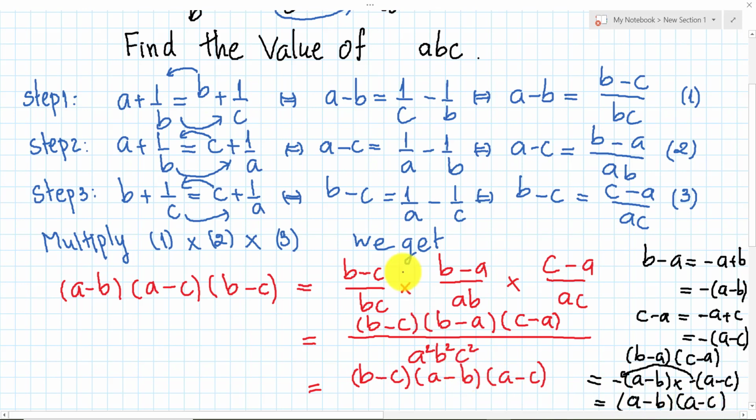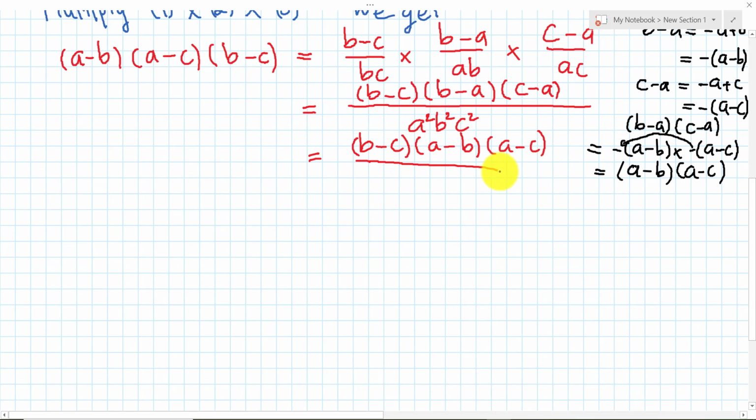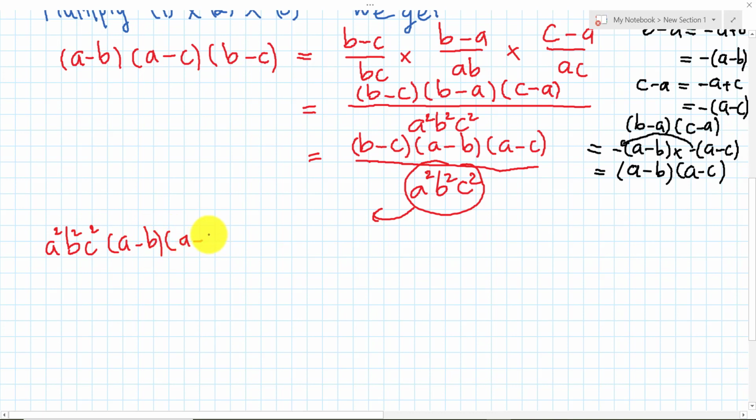So I can write it over A square, B square, C square. And I can move this part to the left side. And we get A square, B square, and C square times A minus B times A minus C times B minus C equals B minus C times A minus B times A minus C.